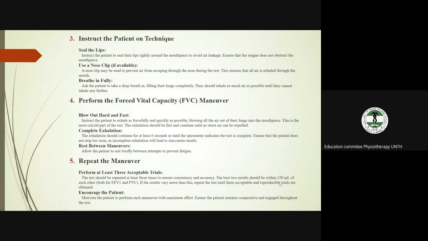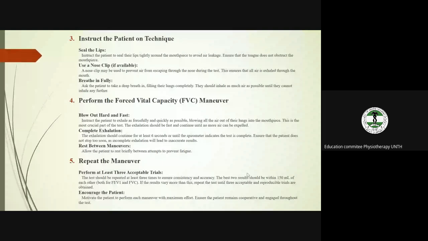Exhale all the air out of their lungs into the mouthpiece. This is the most crucial part of the test, because the patient must empty the lungs. You make sure the patient takes in enough air, and make sure that the patient exhales all the air. If not, it will not give you a good result.